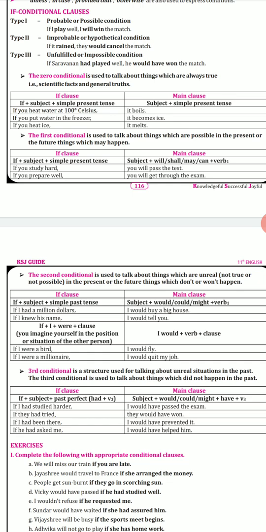And then last but not the least, zero class. So the subordinate clause verb and also the main clause verb should be in simple present tense. So these are the condition class types. Now discuss some of the exercises.